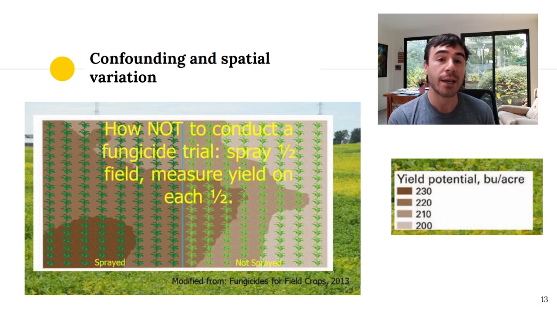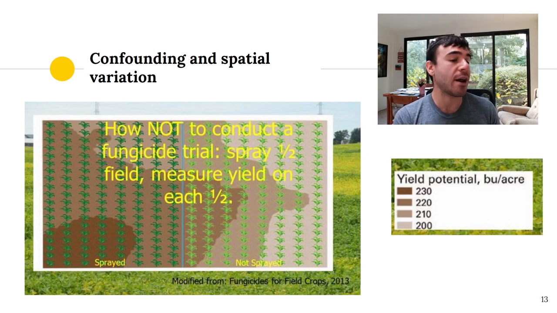So I'm going to apply this product to half of my field and not apply it to the other half. Come the end of the season, I'm going to look at yields between the left side of the field and the right side of the field, and how are yields higher? Are they a lot higher? And is it profitable for me to, say, next year, buy this product and spray it across all my fields?